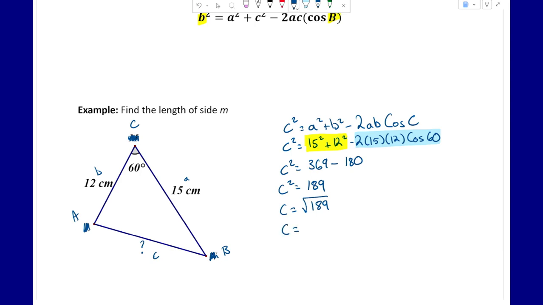The square root of 189 is 13.7, or we could just say 14 if we want to round it. And that makes a lot more sense in terms of the other side lengths, right? So 14 or 13.7 seems much more reasonable compared to the other ones. And so that's using this cosine law formula to find the missing side length of a triangle, or a non-right angle triangle.